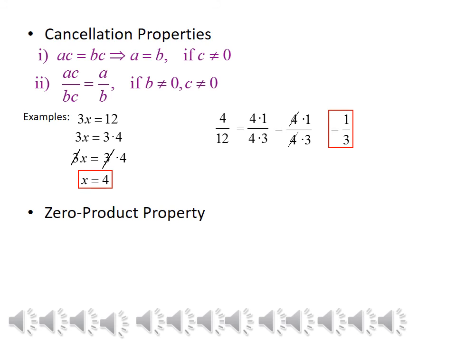Next, we have the zero product property. This property is going to be extremely important when we start talking about factoring and solving equations. And the zero product property states that if you have the product of two numbers a and b, and that product equals 0, then you know that either a equals 0, or b equals 0, or they both equal 0.